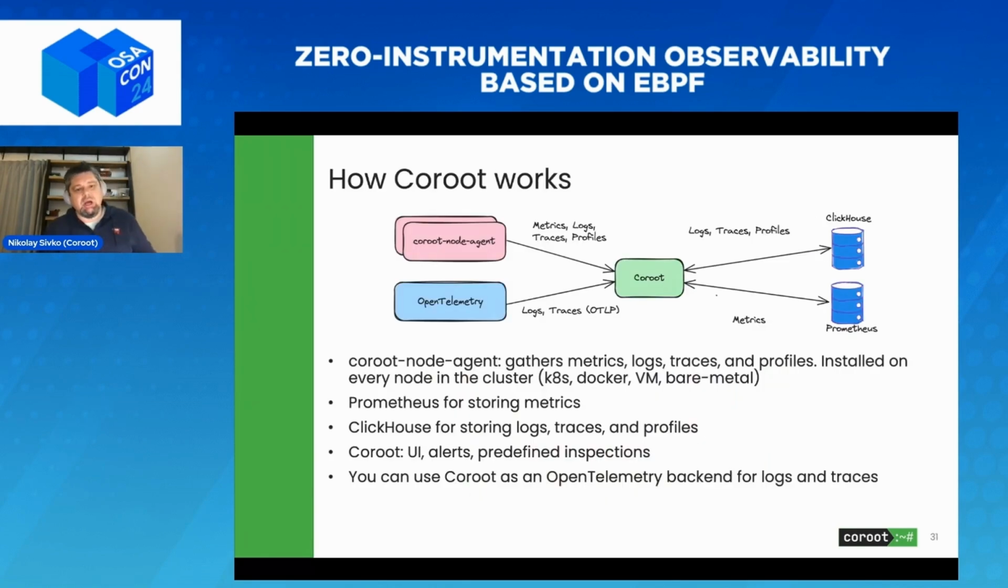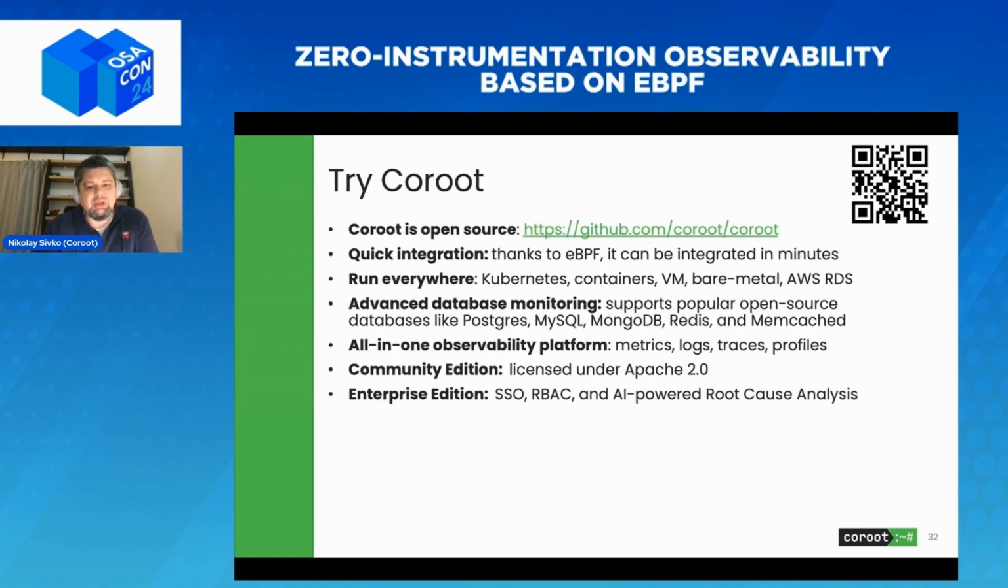And a few words about how Coroot works. We have node agents, eBPF-based agents that should be installed on each node. They send metrics, logs, traces, and profiles to Coroot. Coroot is a server component. It uses ClickHouse to store logs, traces, and profiles, and Prometheus for storing metrics. Coroot is open source, including agents, server components, and so on. And you can run Coroot within your infrastructure and store everything in ClickHouse. It's super useful and much, much cheaper than any cloud solutions.